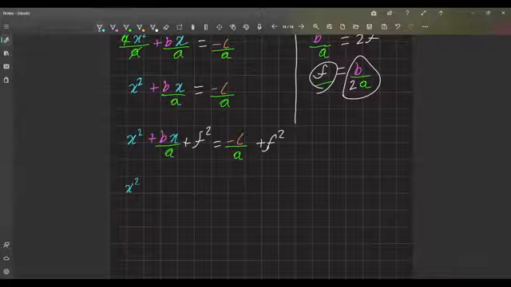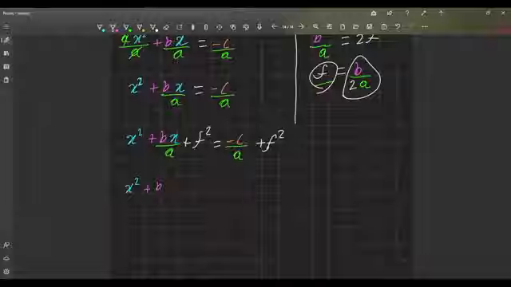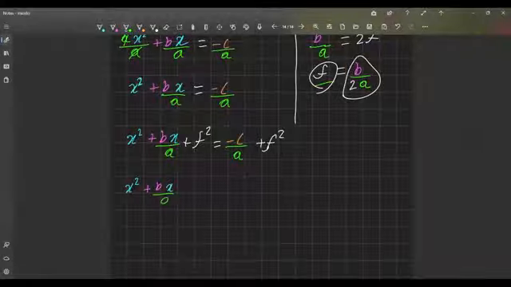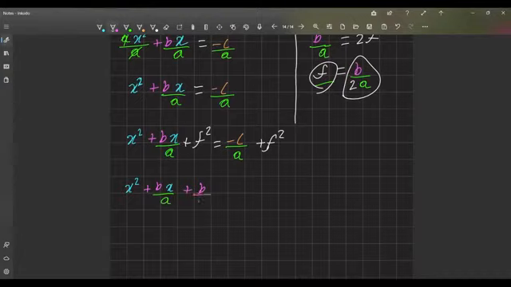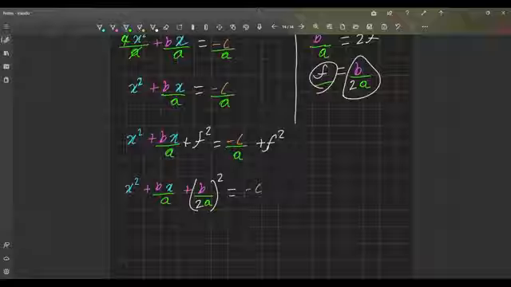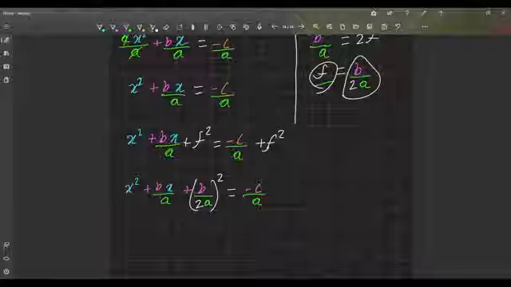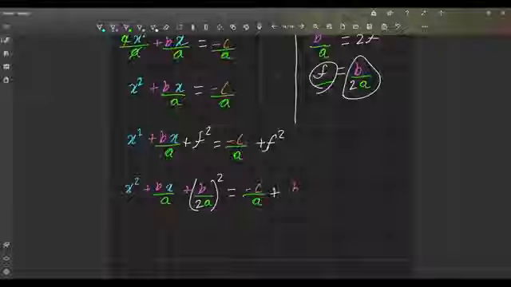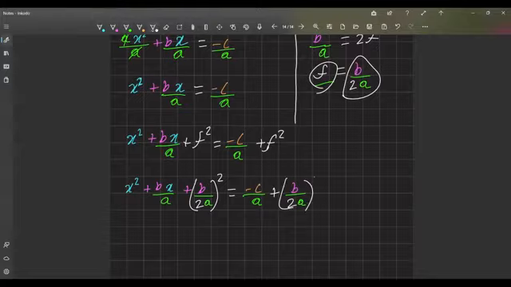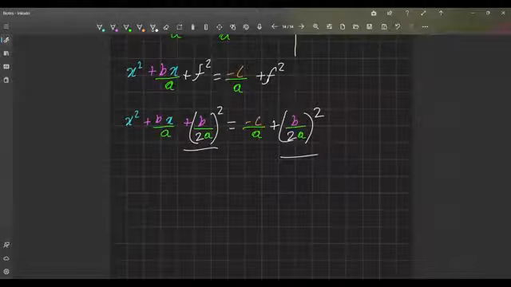What I'll get here is x square plus bx over a plus b over 2a, since that is the value of f, whole squared, and this is all equal to minus c over a plus b over 2a whole square. Okay, I've just added that to both sides as I can do.